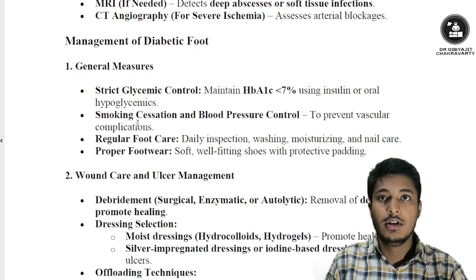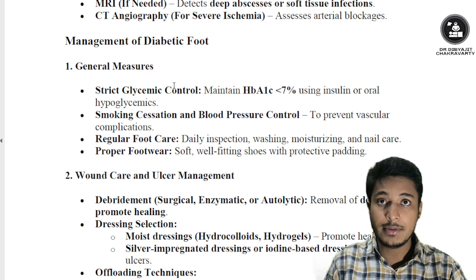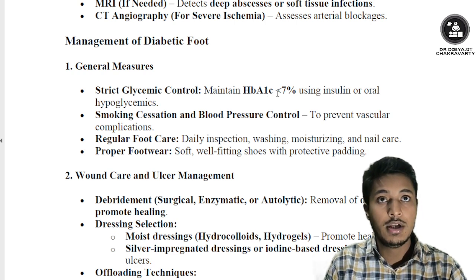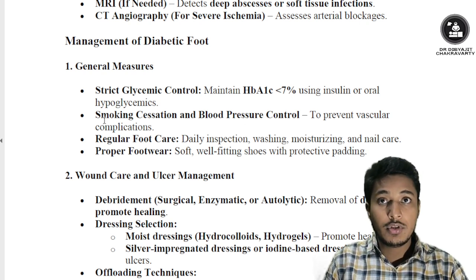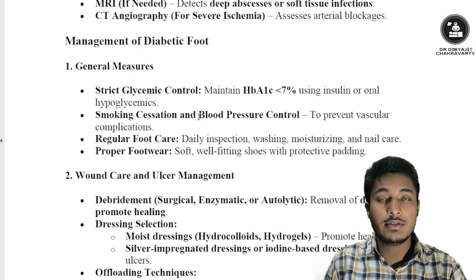Management of diabetic foot. First comes the general measures, that is strict glycemic control, maintaining HbA1c below 7% using insulin or oral hypoglycemic agents. Smoking essentially needs to be stopped as soon as possible, and also we need to monitor as well as control the blood pressure to prevent vascular complications associated with diabetes mellitus. Regular foot care is of utmost importance by daily inspection, washing, moisturizing, and also caring of the nails. Proper footwear with soft, well-fitting shoes which protect with proper padding.